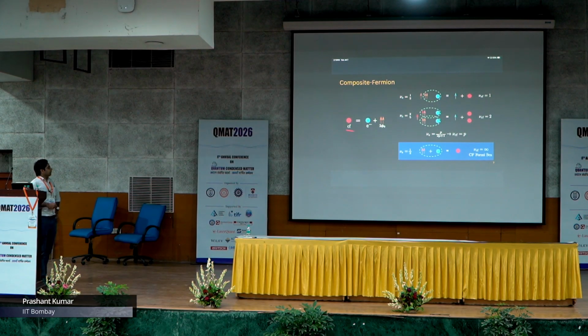Let me just, as a recap, tell you what the composite fermion theory is. Essentially you take electrons and attach two flux quanta, or make them capture two flux quanta from the externally applied magnetic field, to create another fermion, and that is called a composite fermion.